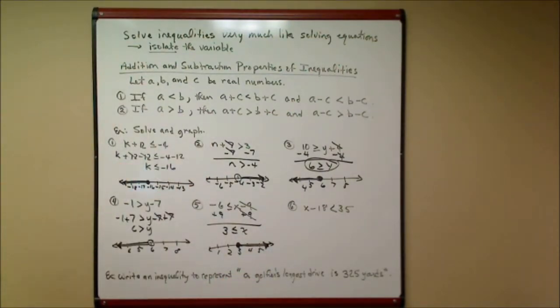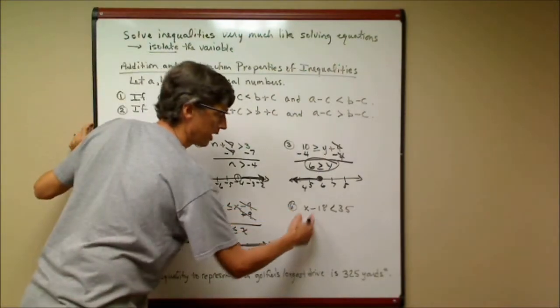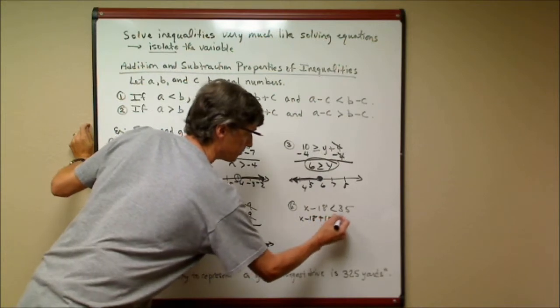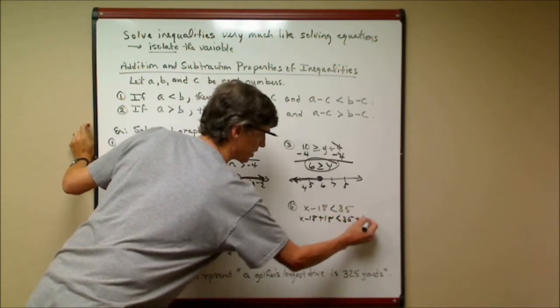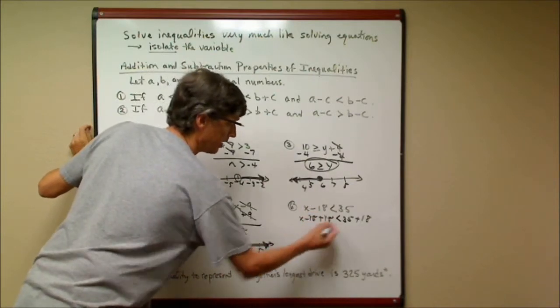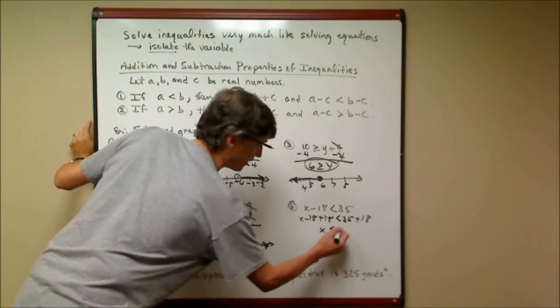One more to go. This one's probably a little bit more like the first two because the variable's on the right side. I'll get rid of the -18 by adding 18 to both sides. See how similar it is to solving equations from the last chapter and from earlier on in this chapter? These cancel out. I get x is less than, looks like 53.